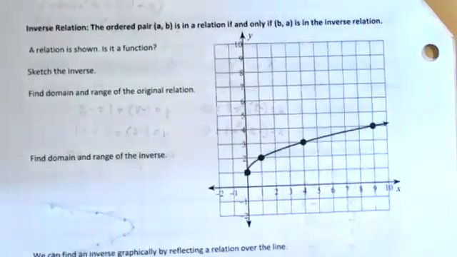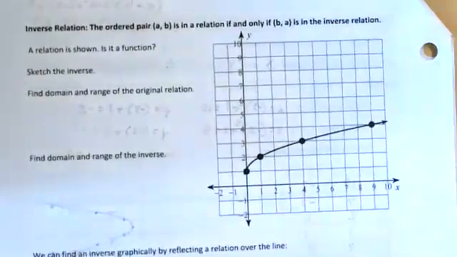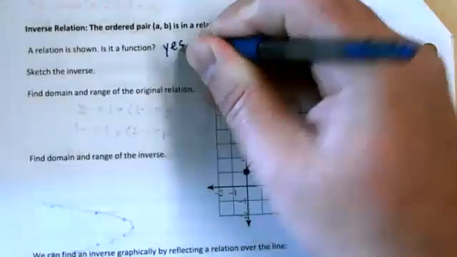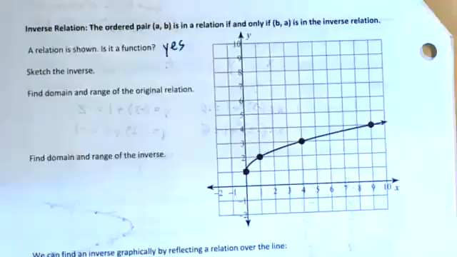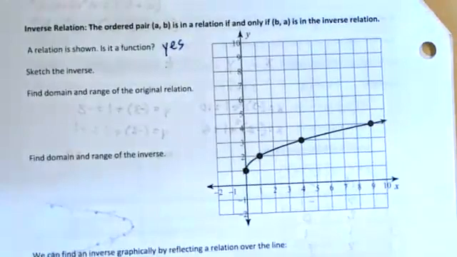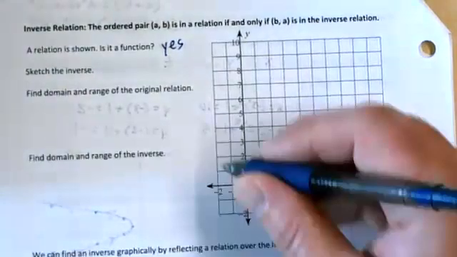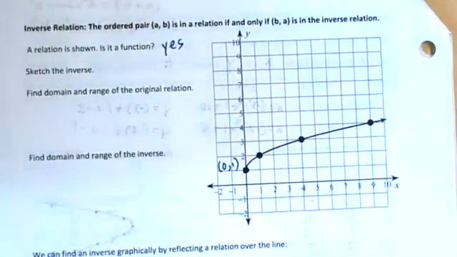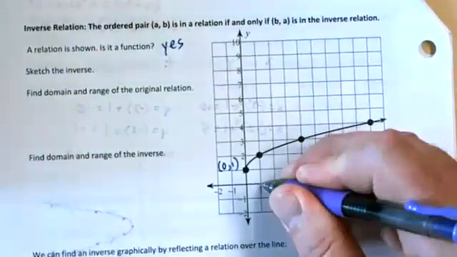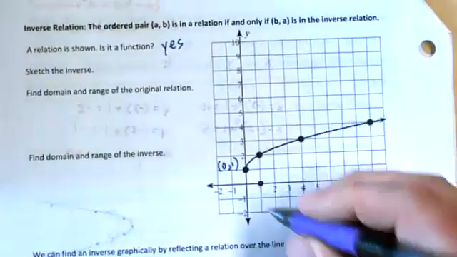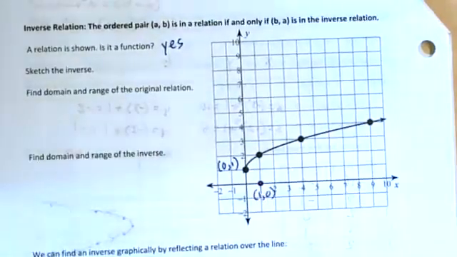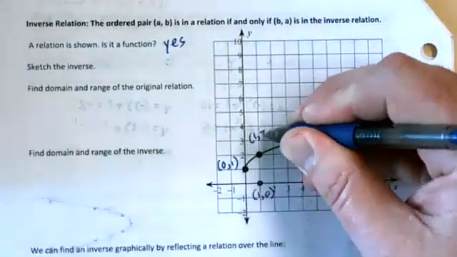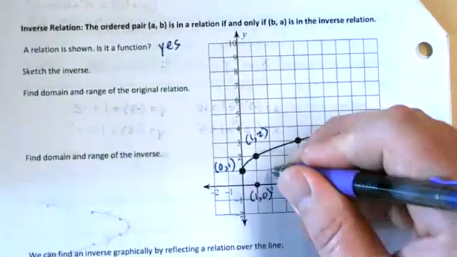So here we go. Is this relation that I'm showing here a function? Yes. We're going to sketch the inverse. The way we're going to do this is make note of the coordinates of each of these points, and then we'll just flip-flop the x and y coordinates. So this point here has coordinates (0, 1). If I flip those, I should get a point that's on the inverse relation. So that would be (1, 0). This point has coordinates (1, 2). Flip-flop those, you get (2, 1), which would be right here.